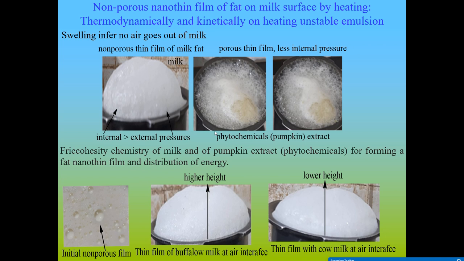The moment you heat, as I quoted the example of a thermodynamically unstable nanoemulsion. So what happens? Milk is not a thermodynamically stable emulsion, it is only kinetically stable, because when we are heating, the fat molecules go up to the top because they have lower density. So they go together and they interact with stronger hydrophobic interactions and uniformly, there is no disruption of the fat.